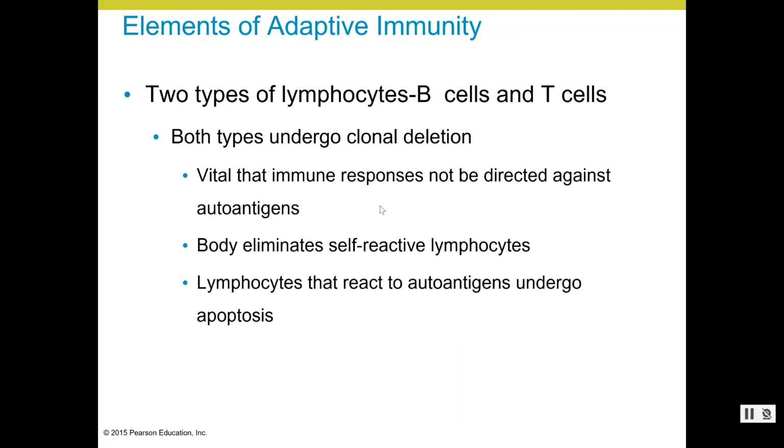It's vital that immune responses not be against autoantigens. Remember, we call our regular proteins self proteins, and if an immune cell is going to bind to one, we refer to that as an autoantigen. We don't want that to happen, so we have to eliminate those. Let's talk about how this occurs.